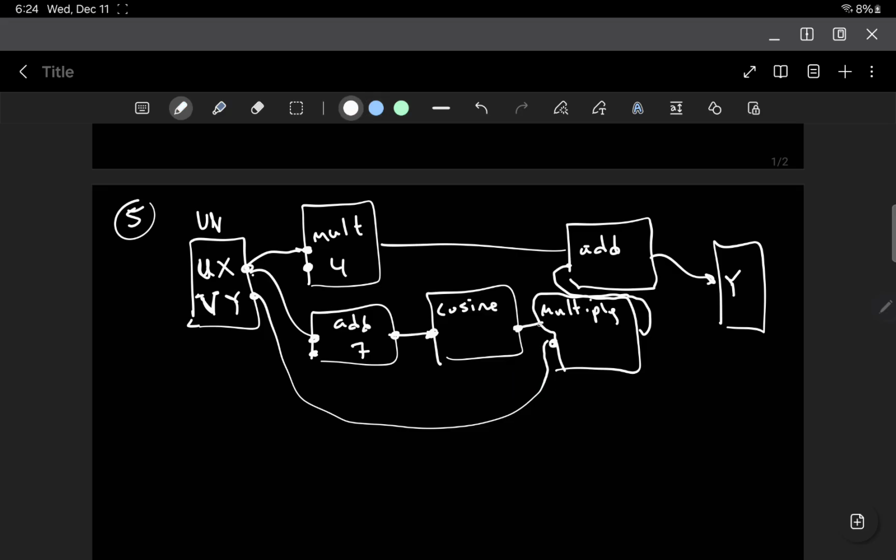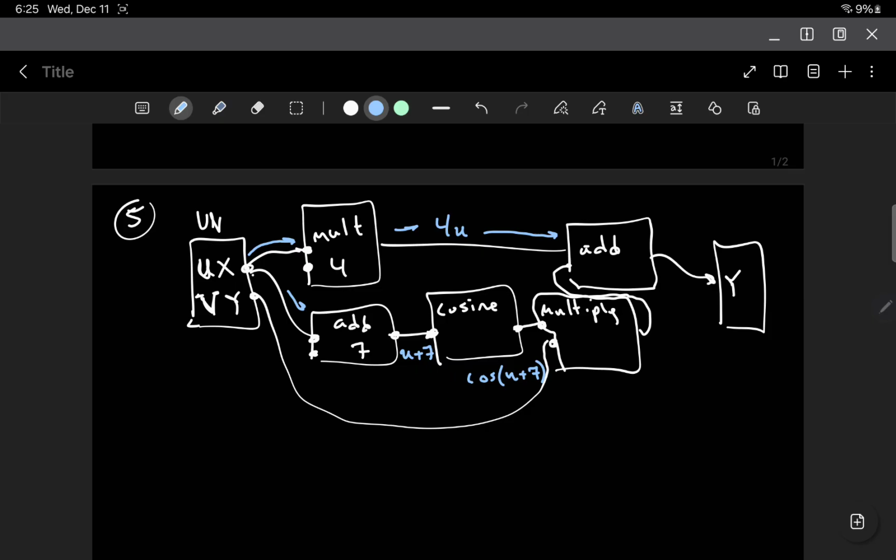That gets connected there. Just thinking about the inputs and outputs of this. When U goes into this, what comes out of this is 4U. And then we'll add that at the end step here. Going along this path here, what comes out of this one is U plus 7 after we add it. And then after we put that into our cosine, we get cosine U plus 7.